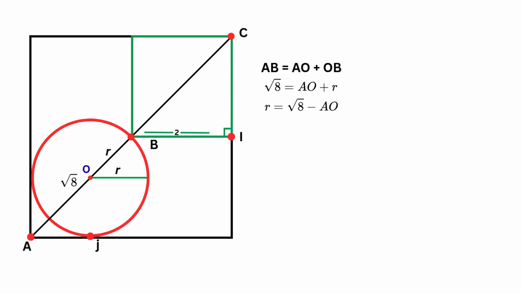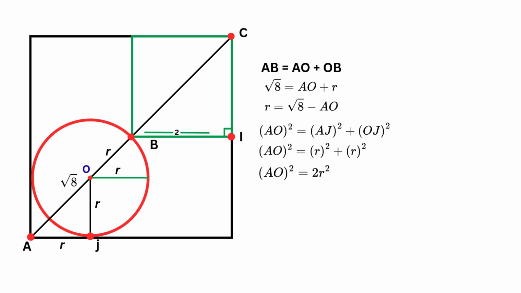To find AO, we draw a radius to point J. Now, a right triangle AOJ is formed. AJ is a radius of the circle, so AJ equals R. Applying the Pythagorean theorem in triangle AOJ, AO whole square equals AJ whole square plus OJ whole square. Here, AJ equals R and OJ equals R. Then, AO whole square equals R square plus R square. So it becomes AO whole square equals 2R square.